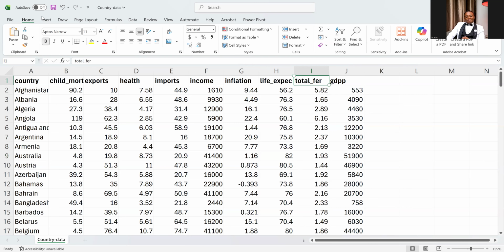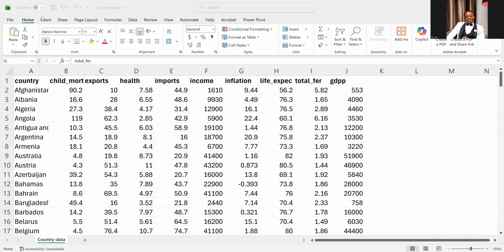And then you have total fertility. That is the fertility rate, the average children per woman in the country. How many children per woman? You can see that Afghanistan has 5.82, so many children per woman, compared to Australia, which is 1.9. In most of the developed countries, the rate at which people are giving birth is going down. And in most of the less developed countries, people are just giving birth by heart.